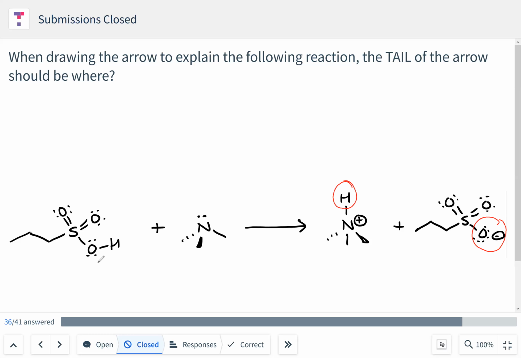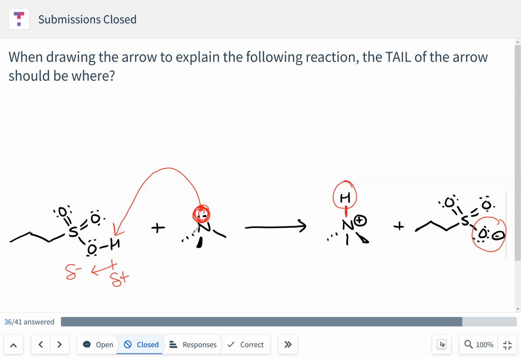So this bond here is polarized in such a fashion, delta minus, delta plus. And so these electrons can be used to attack this proton, which is going to form the bond right here. So one of the correct answers should be right where these lone pairs are. That's what I was looking for.